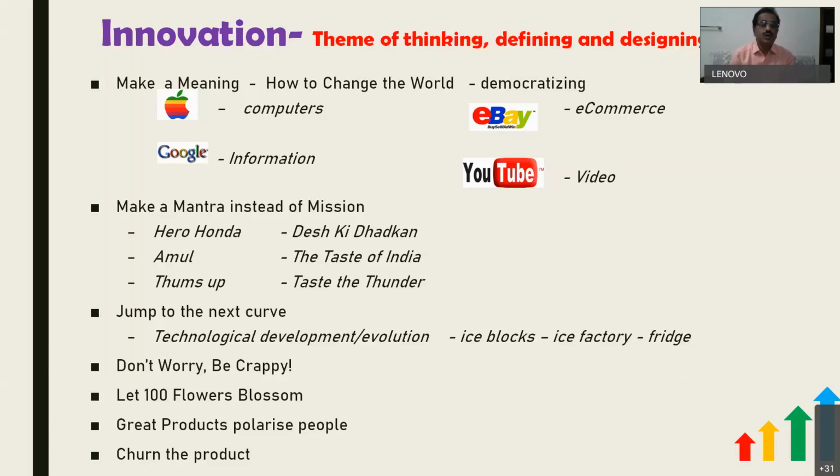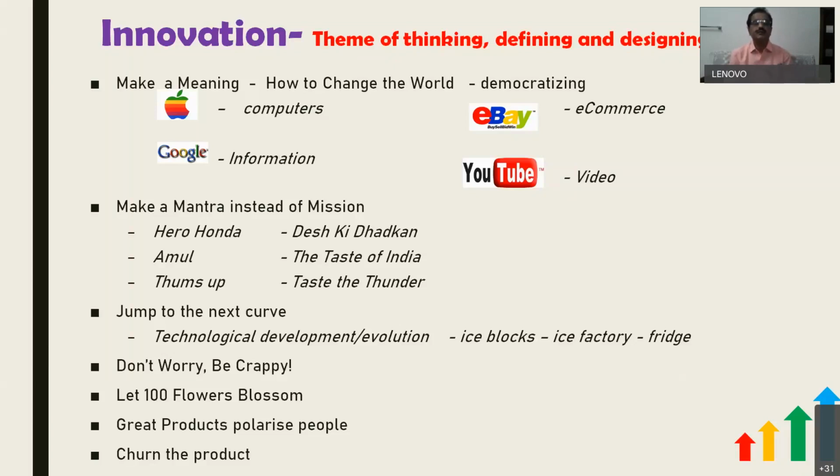And while doing so, don't worry, be crappy. Crappy is a word meaning you can make a draft and go with the draft. Never attempt to bring out a masterpiece right from the beginning. It's not possible. You have to grow with different versions. Then you go on. So in the process, let 100 flowers blossom.